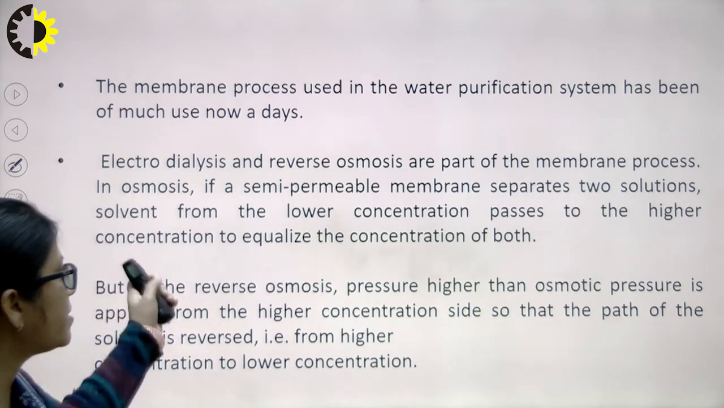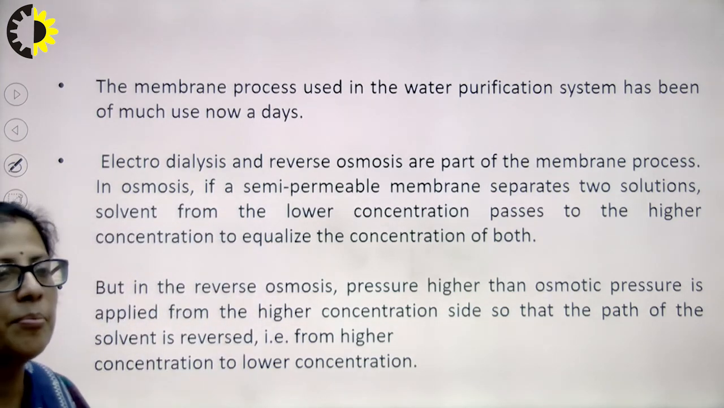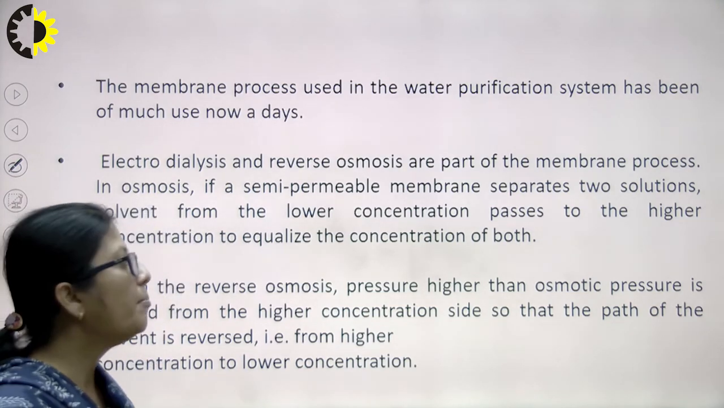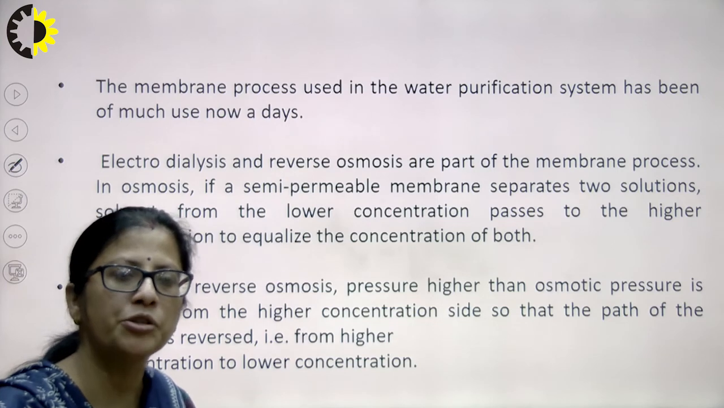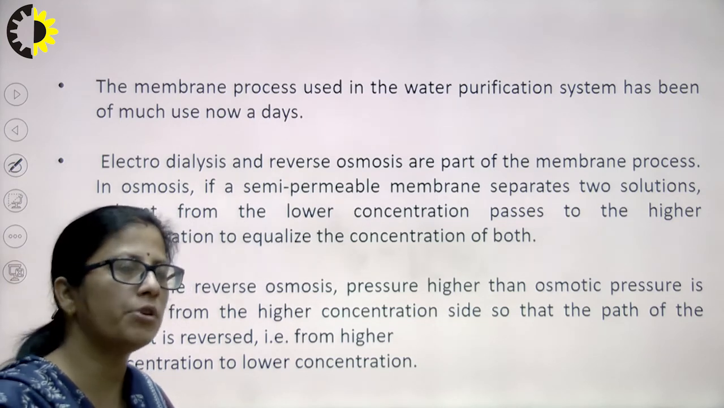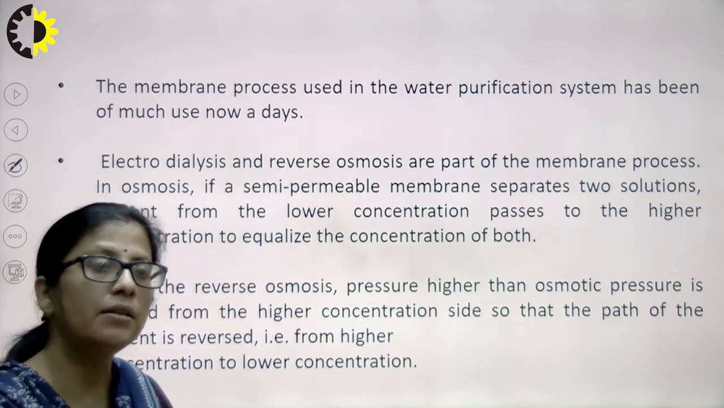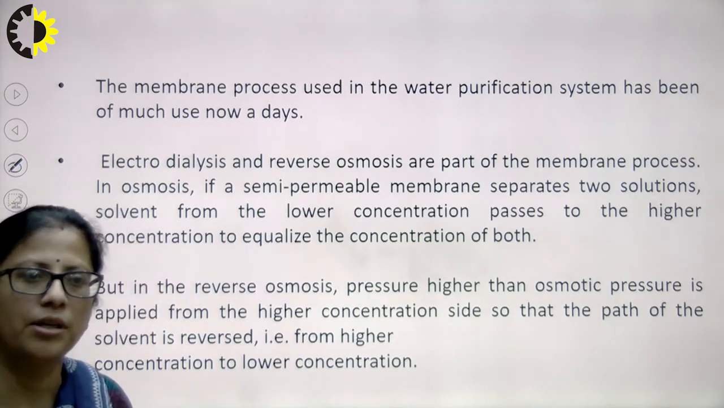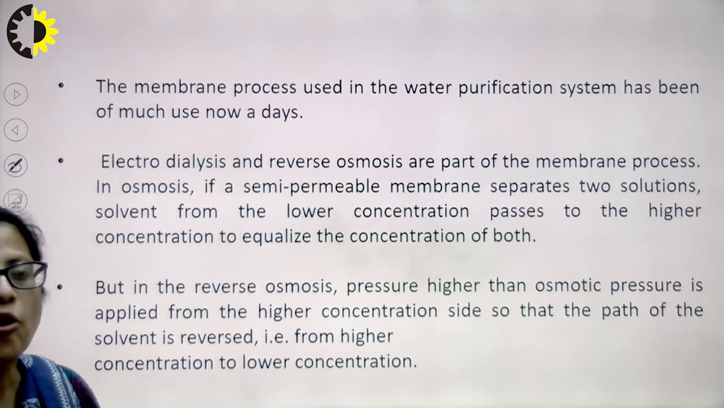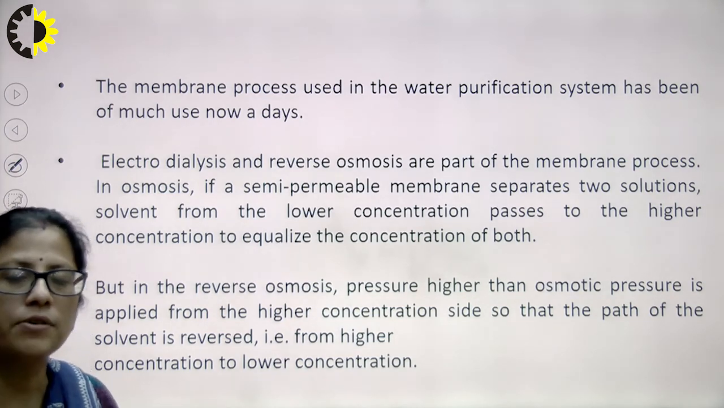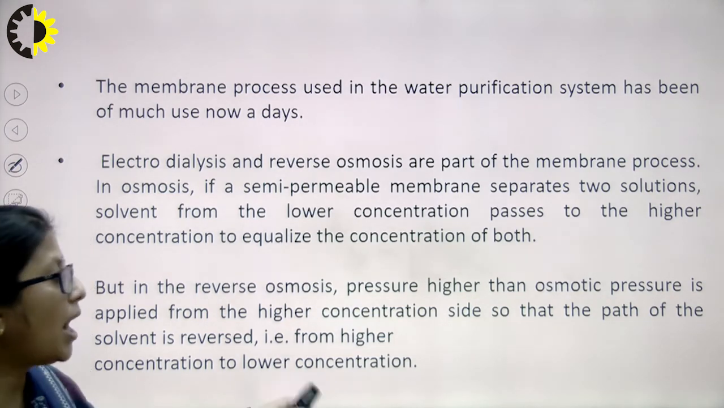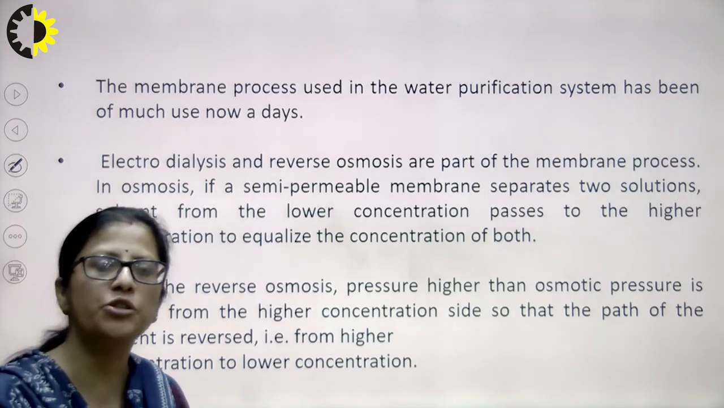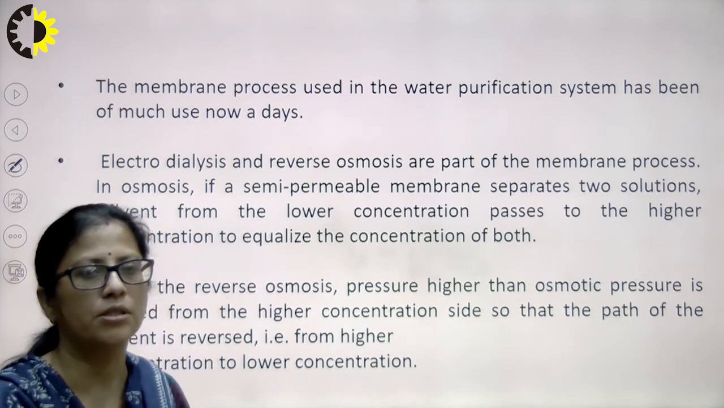In osmosis, if a semi-permeable membrane separates two solutions, solvent from the lower concentration passes through to the higher concentration to equalize the concentration of both. But in reverse osmosis, a pressure higher than the osmotic pressure is applied on the higher concentration side, so that the path of the solvent is reversed, that is, from a higher concentration to a lower concentration.